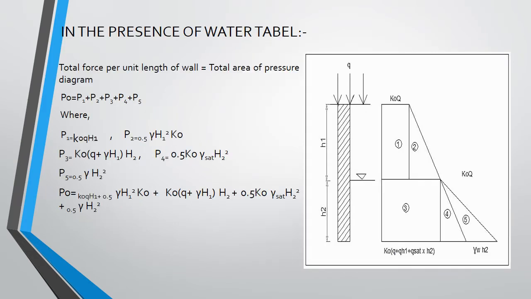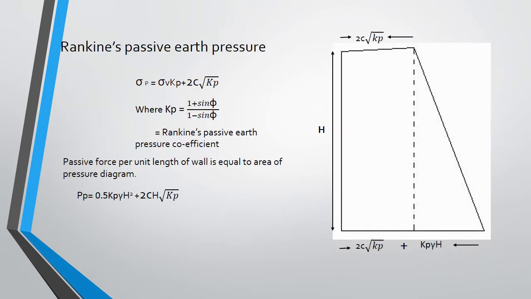In the presence of a water table, different triangles are considered for different types of loading, that is, different soil pressures and also the water pressure, and based on that, the formula is evaluated as 0.5 k naught gamma h square plus k naught into q plus gamma h1, where q is the surcharge, plus k naught into gamma sat into h square by 2. Gamma sat is the saturated unit weight, and the water pressure is 0.5 gamma w h square.